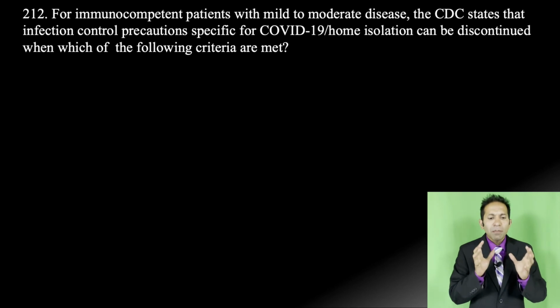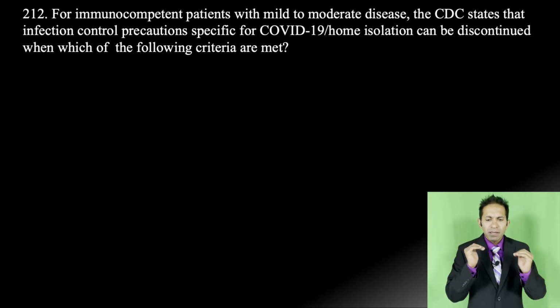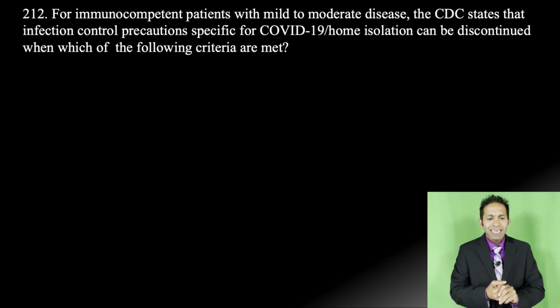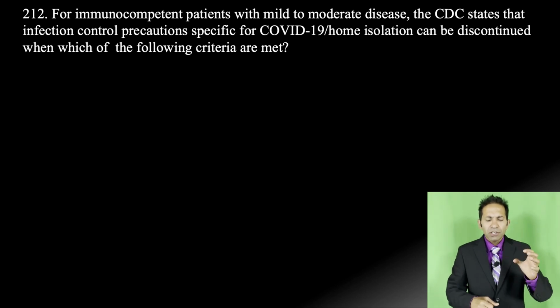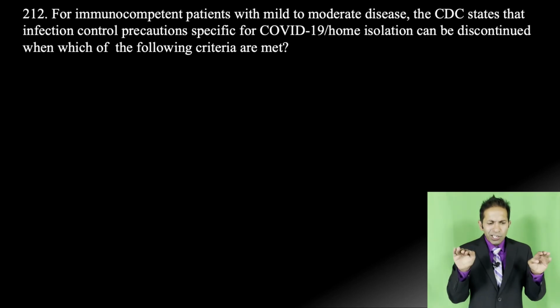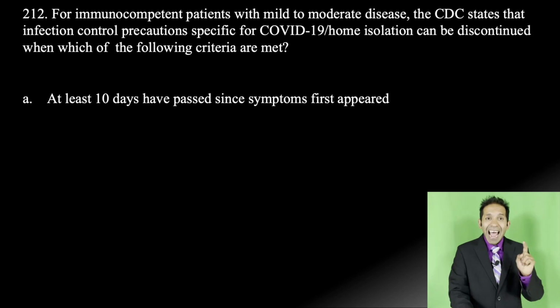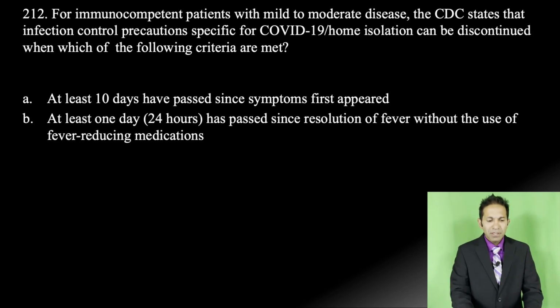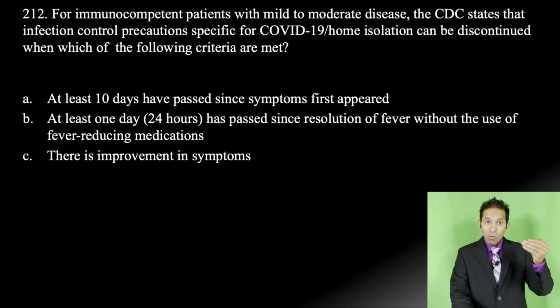For an immunocompetent patient with mild to moderate disease, the CDC says that infection control precautions specific for COVID-19 and home isolation can be discontinued when which of the following criteria are met? Option A, at least 10 days have passed since symptoms first appeared. Option B, at least 1 day, 24 hours, has passed since resolution of fever without the use of fever-reducing medication. Option C, there is improvement in symptoms.